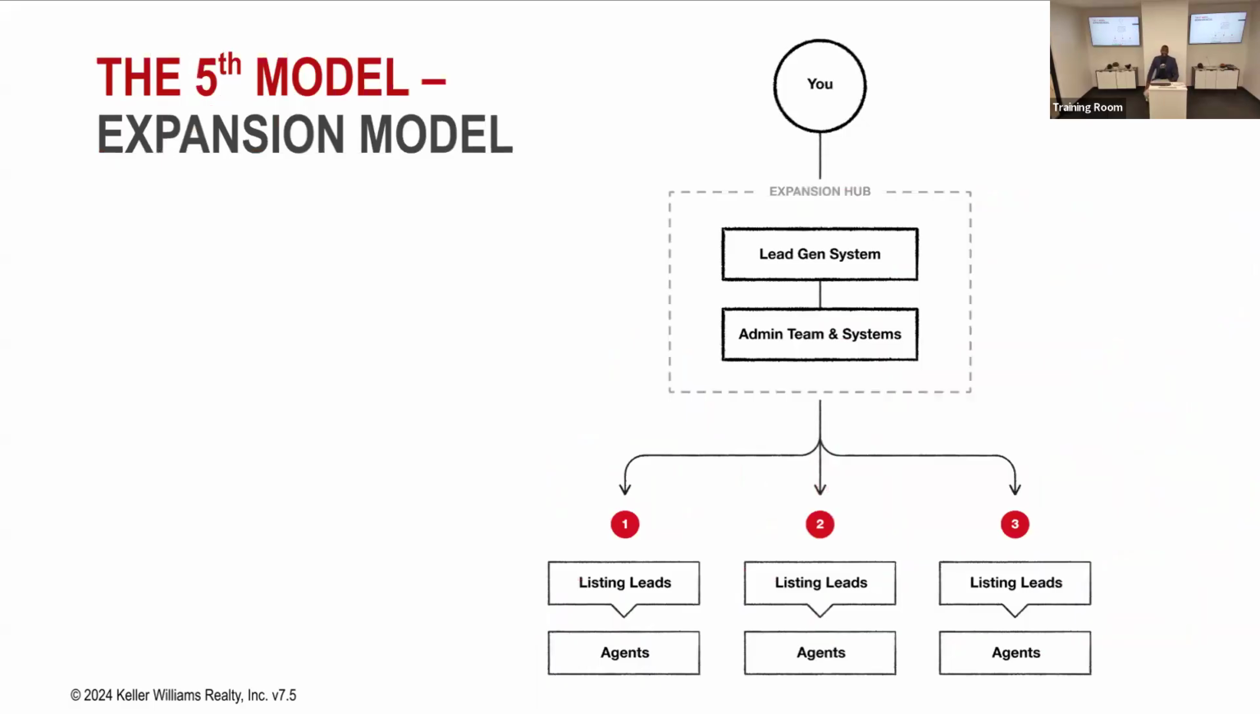Now, when you look at it, this is what it kind of looks like. So people say, well, why does expansion work? So there's your expansion hub. So your hub is your administrative team, your systems, your lead generation systems. And then what you do is you go out and you find the person who wants to be the listing lead for you in a new city.